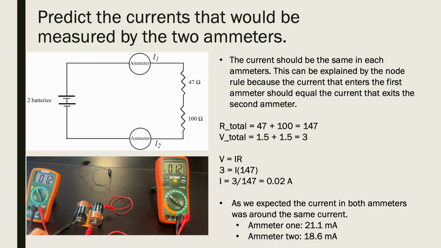The total resistance was 147 ohms, and the total voltage from the batteries is 3 volts. Using Ohm's law, we can calculate I, which is the current, and we calculated it to be 0.02 amps. As we expected, the current in both ammeters was around the same. Ammeter 1 had 21.1 milliamps, and ammeter 2 had 18.6 milliamps.